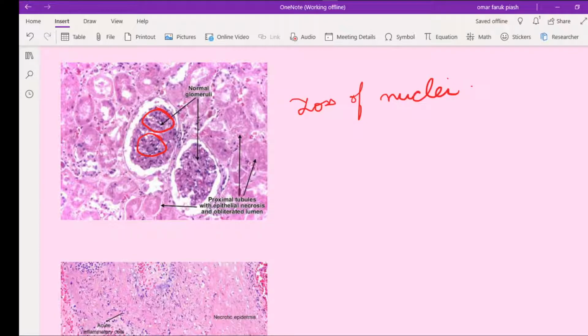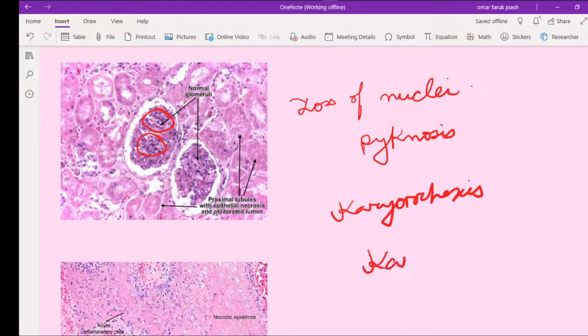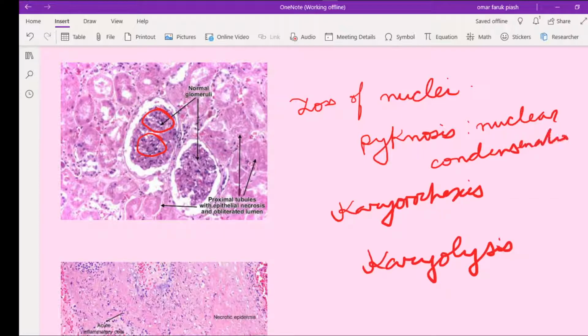three processes, that is pycnosis, karyorrhexis, and karyolysis. What is pycnosis? Pycnosis means nuclear condensation. Pycnosis indicates the nucleus is condensed. First it gets condensed, then it is broken down into several fragments. It is known as karyorrhexis, that means fragmentation, and karyolysis means lysis, that means dissolution of the cell.